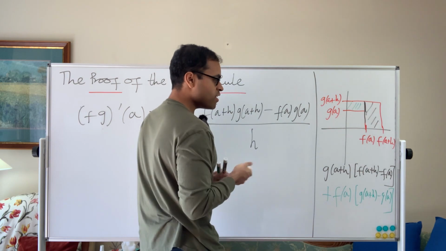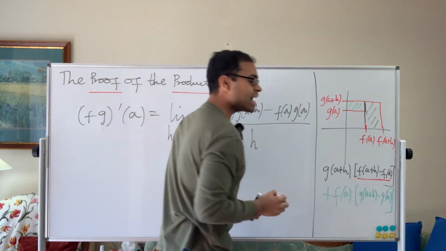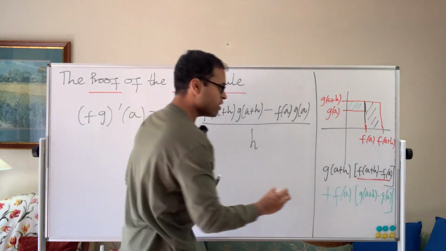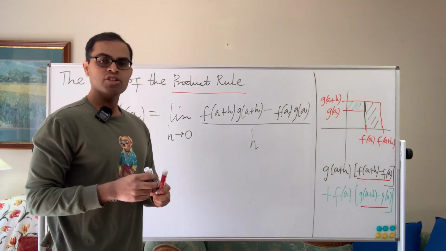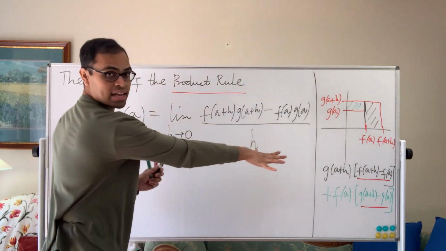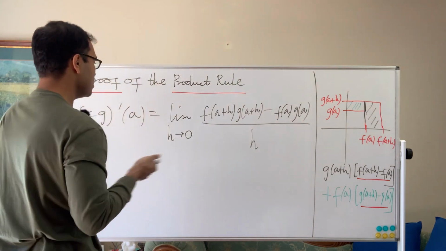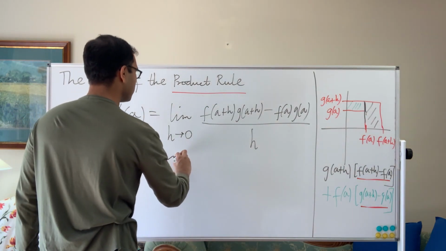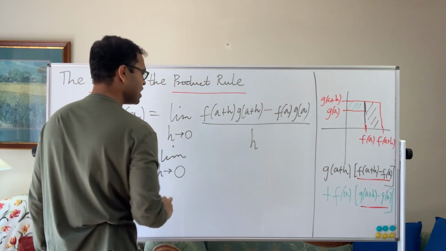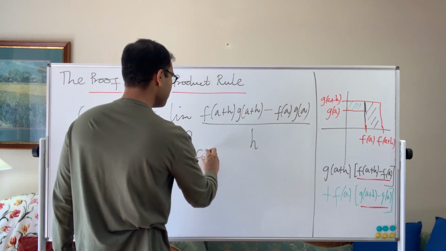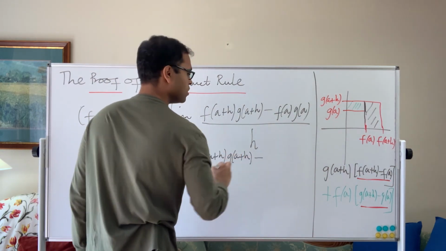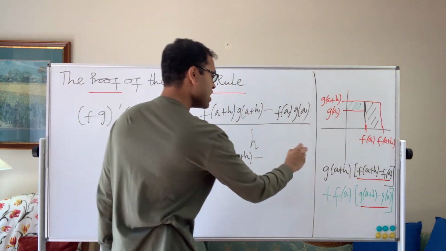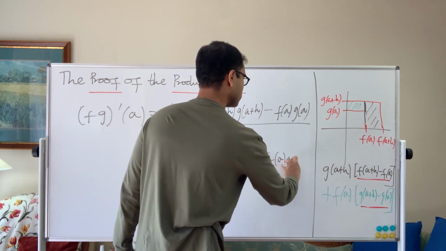So here you have f of a plus h minus f of a. That's going to be related to the derivative of f, and g of a plus h minus g of a is going to be related to the derivative of g. So here we can write this out in the same way as I did there, but using the following trick, which is to add and subtract something from the numerator. So I'm going to write down the limit as h goes to 0 of f of a plus h times g of a plus h minus f of a times g of a plus h.